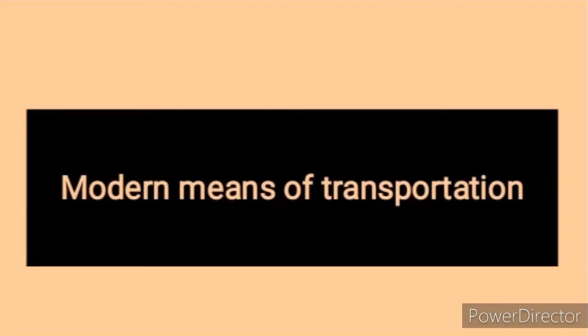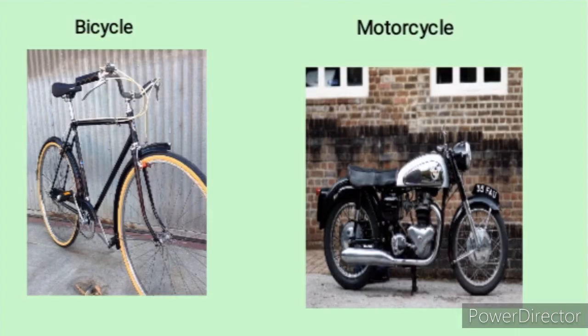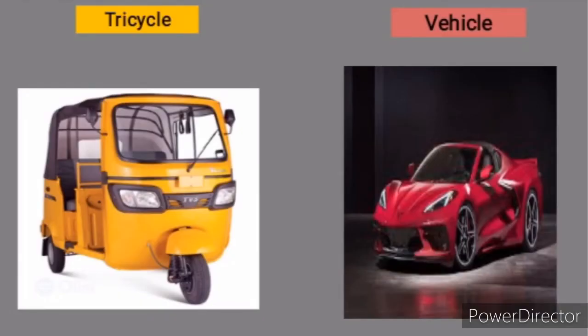So let's look at the modern means of transportation. That is the way people and goods are moved from one place to another in this new era. Land is still a very good means of transportation now. It's just that we no longer depend on trekking or animals alone to get to where we want to go. Now we have bicycles, motorcycles, tricycles, and different types of vehicles, which all move on land. That is why we group them under land.